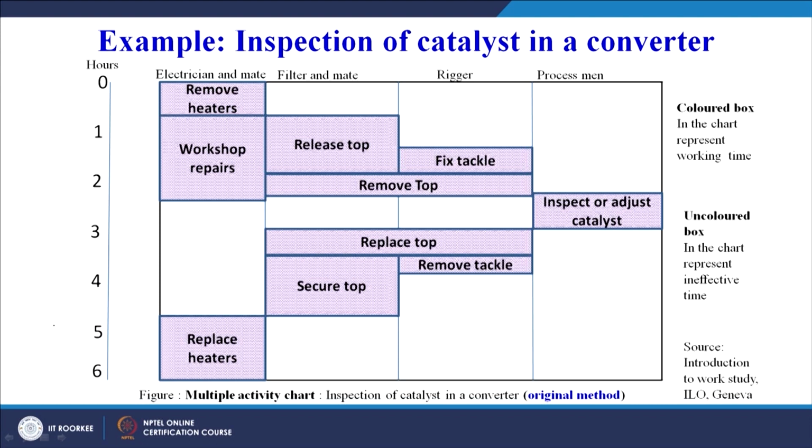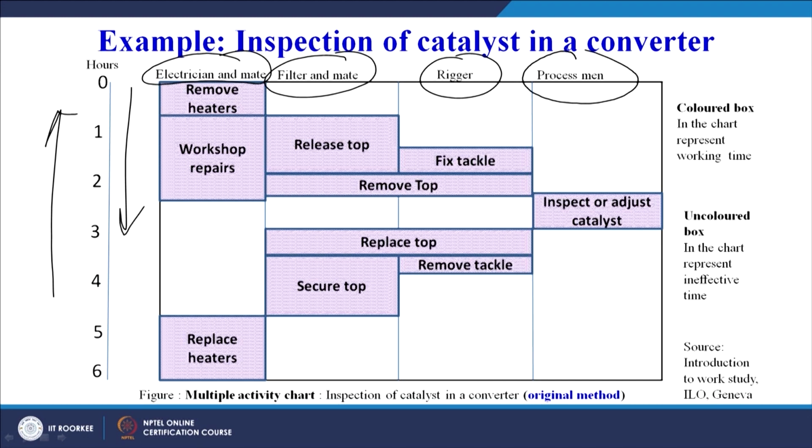This is one time scale. It is coming like this, 0 to 6. Then there are subjects. This is one subject, electrician and mate, fitter and mate, rigger, processman. The colored boxes are representing the working time. Which is the colored box? One example is this. And the uncolored boxes are representing the ineffective time.